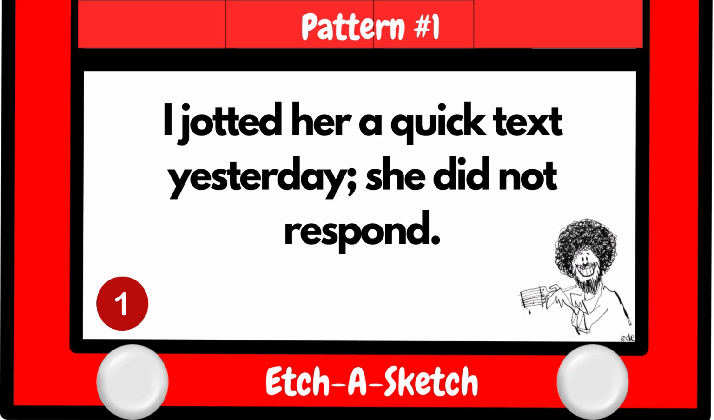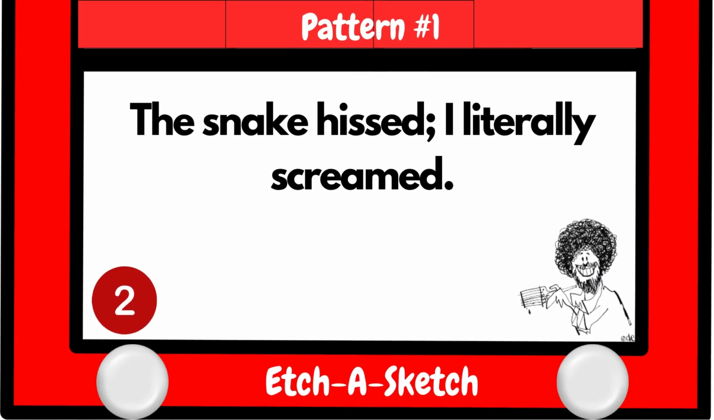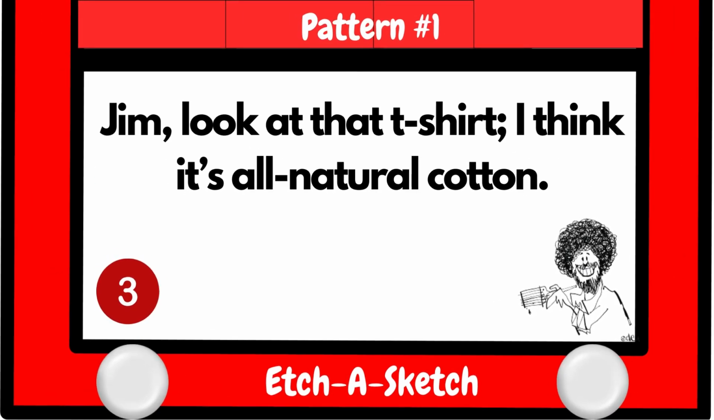Take a look at number 2, it's a very similar thing. The snake hissed; I literally screamed. So you get rid of and throw a semicolon there. So no conjunction, semicolons linking 2 independent clauses. But you can also do patterns like this. Jim, comma, look at that t-shirt, semicolon. I think it's all natural cotton. So you can have some pauses in there and add some commas as well.